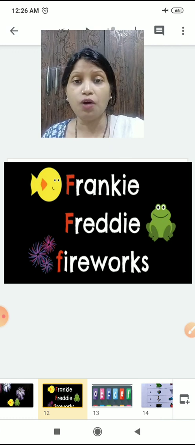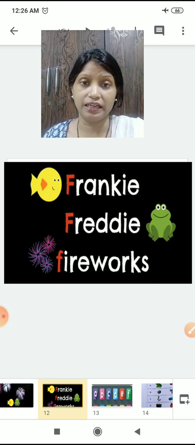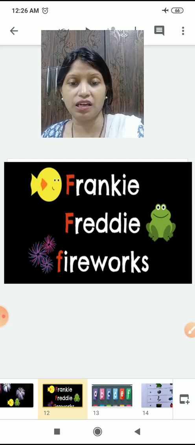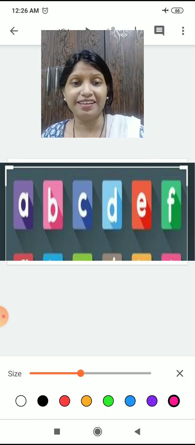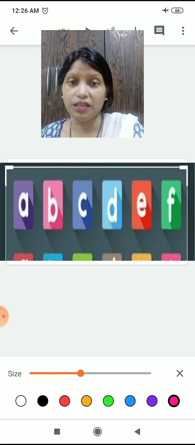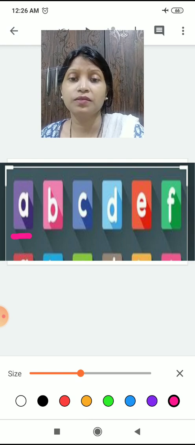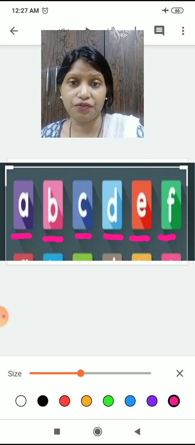Now today in this session we will have a little bit of revision. Whatever we have studied yet, अभी तक जो पढ़ा उसका थोड़ा सा रिवीजन करेंगे. Read it with me. We have studied these alphabets. Which are these alphabets? Read with me. A, B, C, D, E, F.